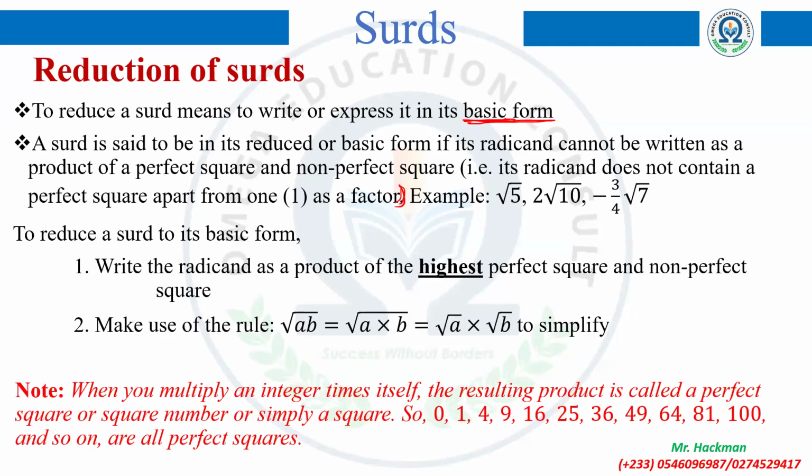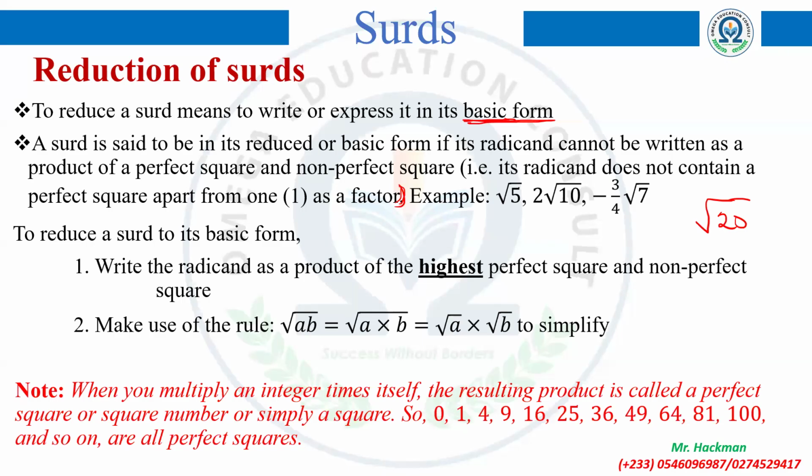Example: root of 5. Obviously you can see that the 5 that you have here, which is your radicand, apart from 1, which is a perfect square, doesn't contain any perfect square factor. Let's come to 10, your radicand 10. Apart from 1, do you have any factor of 10 which is a perfect square? No. Same for this. So assuming maybe I have root of 20. My radicand is 20. Apart from 1, can you have any other perfect square factor of 20? Yes, which is 4. Do you all agree?